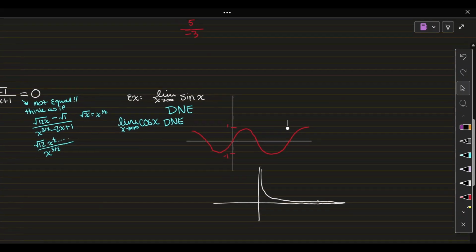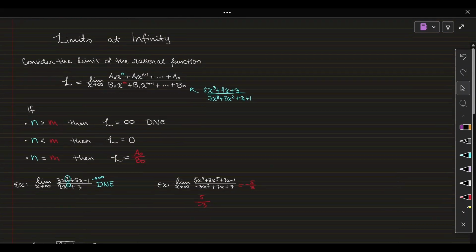Okay, that kind of wraps up what I wanted to say about horizontal asymptotes and limits at infinity.